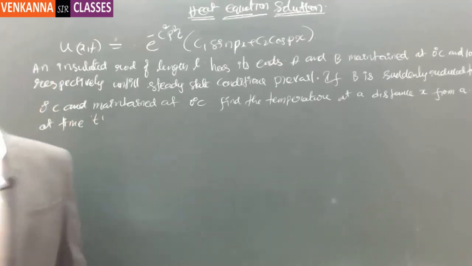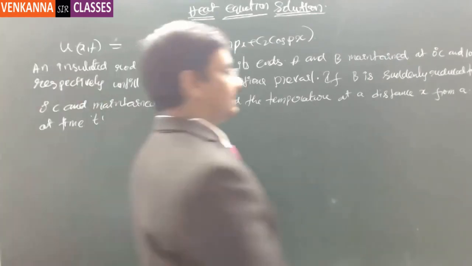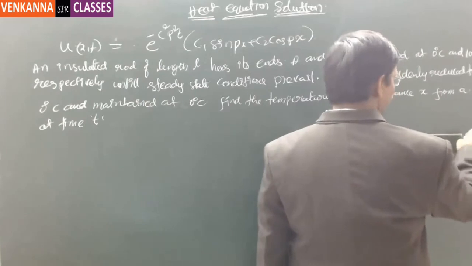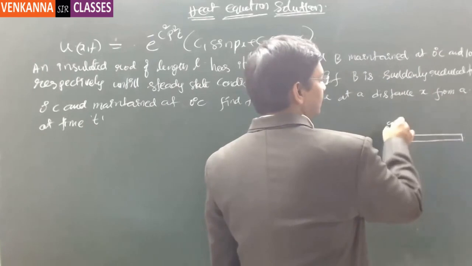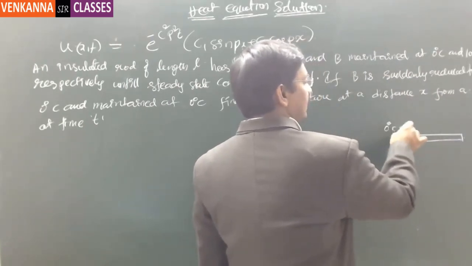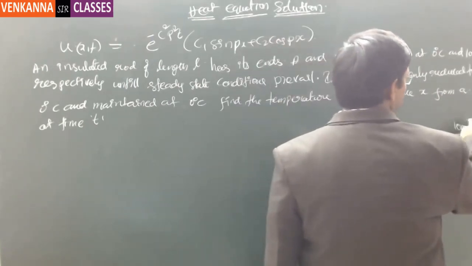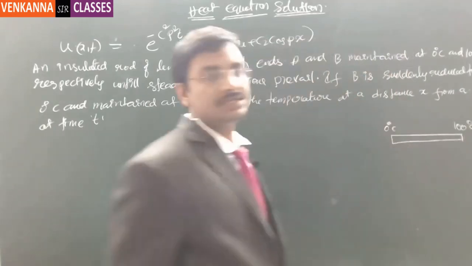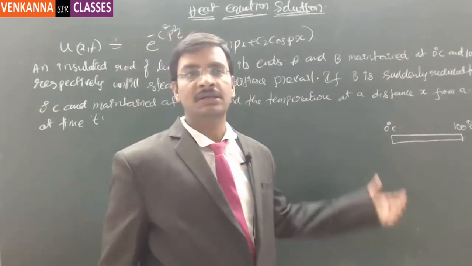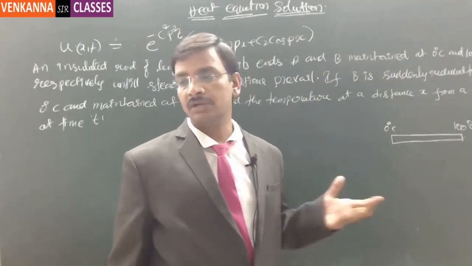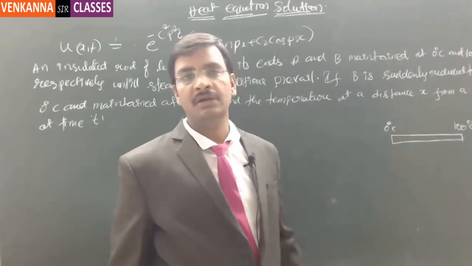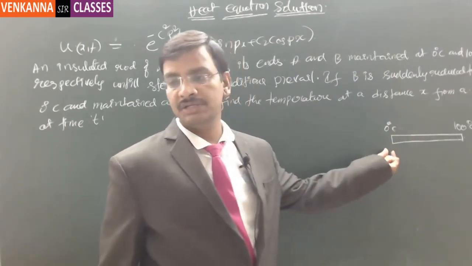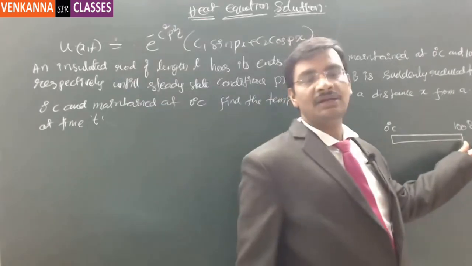Now if you notice in this particular problem statement, there is a rod like this, and this rod is maintained at 0 degree centigrade here and 100 degree centigrade here. Then the steady state conditions prevail. That means they kept these temperatures for a long time. Obviously, the temperature is distributed across this rod, and this part is maintained at 0 degree centigrade and this part is maintained at 100 degree centigrade.